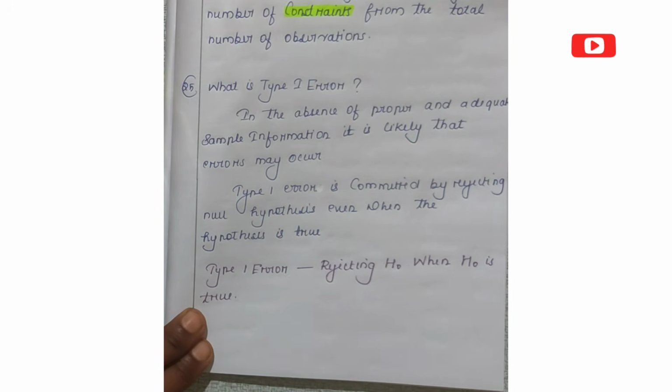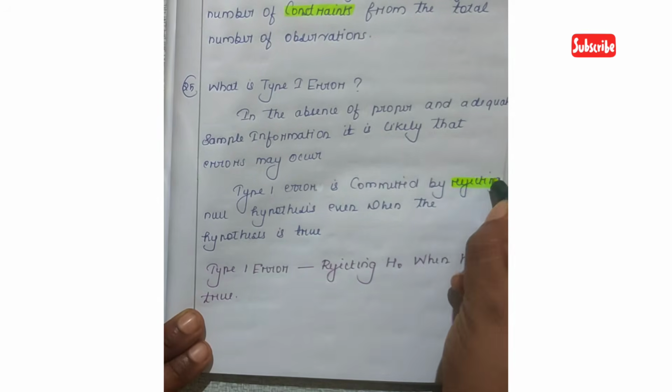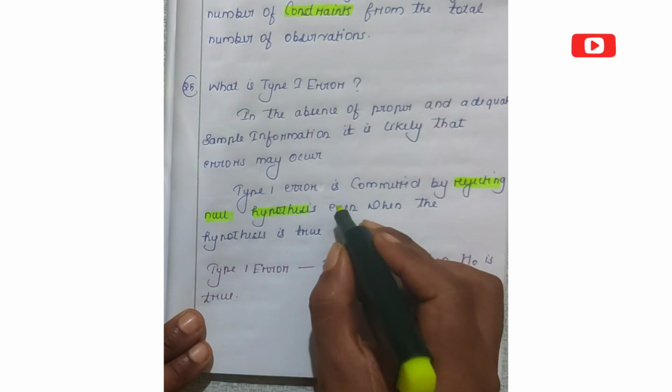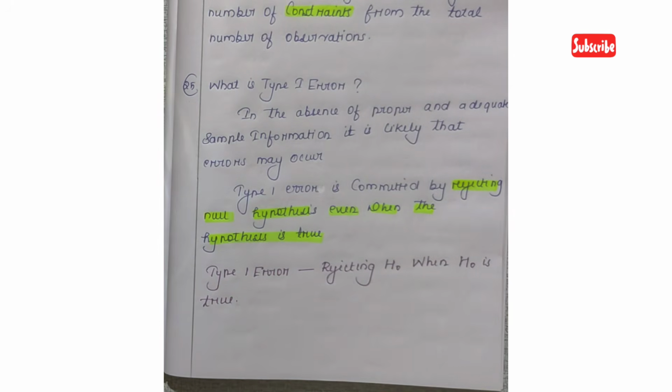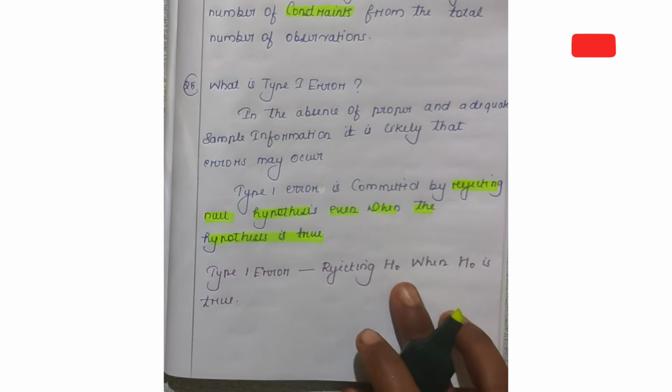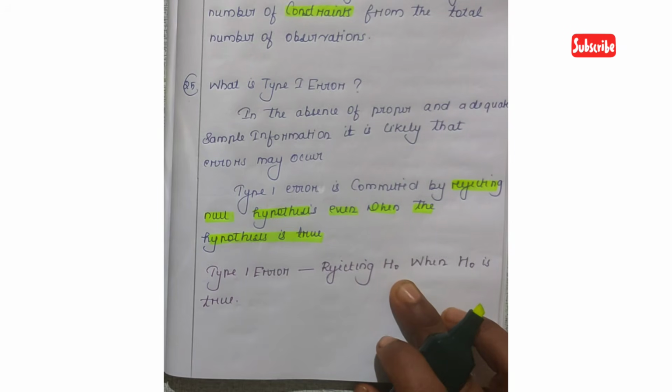Then the next one is what is type 1 error. In the absence of proper and adequate sample information, it is likely that error may occur. Type 1 error is committed by rejecting null hypothesis even when the hypothesis is true. So null hypothesis true ആവുന്ന ഒരു സിറ്റുവേഷനിൽ അതിനെ റിജക്ട് ചെയ്യുവാണെങ്കിൽ അതിനെയാണ് നമ്മൾ ടൈപ്പ് 1 എറർ എന്ന് പറയുന്നത്. അതായത് H0 ട്രൂ ആണ്, പക്ഷെ അത് റിജക്ട് ചെയ്യുവാണ്. അപ്പൊ ട്രൂ ആണെങ്കിൽ അത് അക്സെപ്റ്റ് ആണ് ചെയ്യേണ്ടത്, പക്ഷെ അത് റിജക്ട് ആണ് ചെയ്യുന്നത്. അങ്ങനെയുള്ള കേസിലാണ് നമ്മൾ ടൈപ്പ് 1 എറർ എന്ന് പറയുന്നത്.